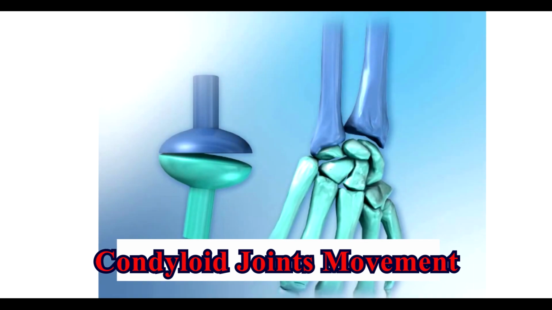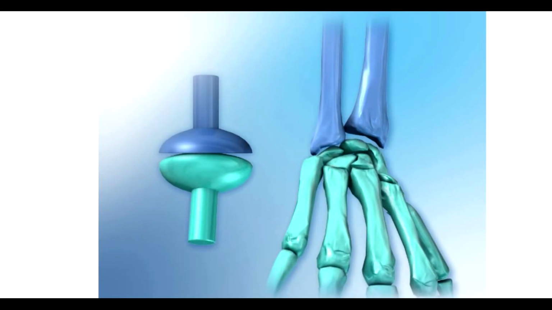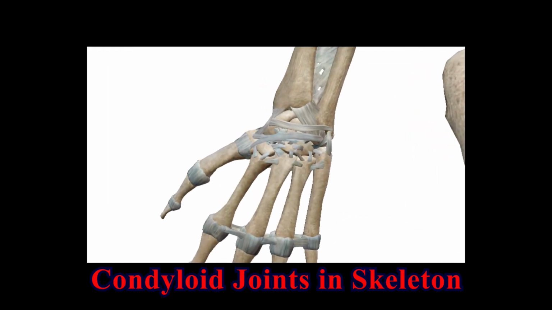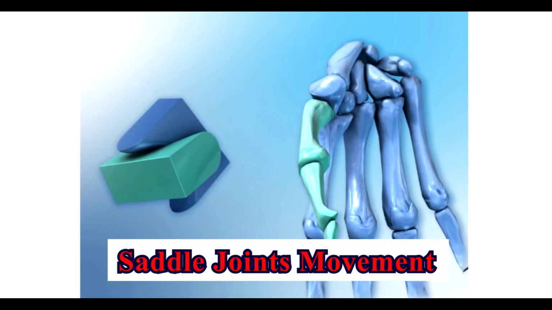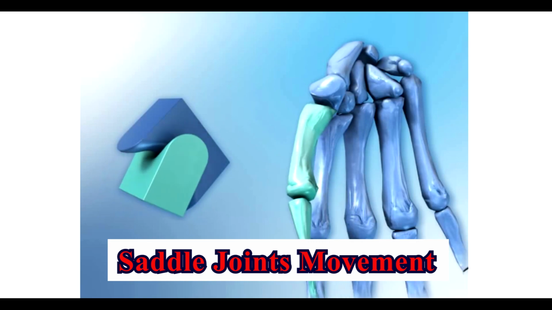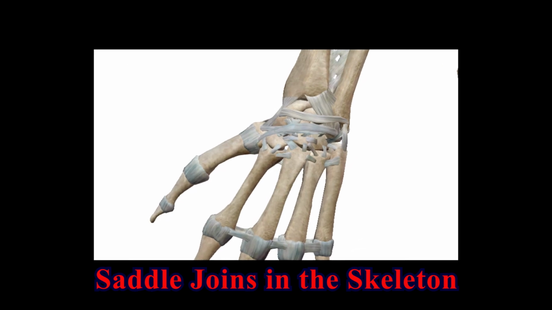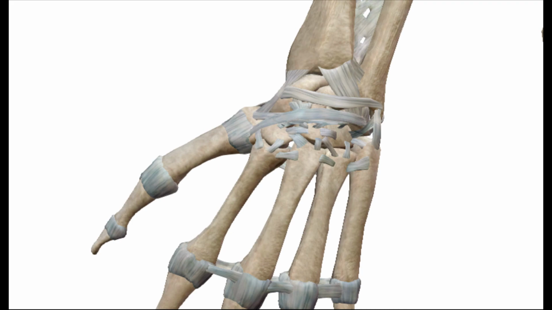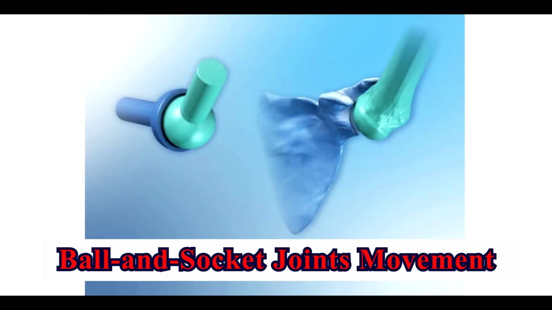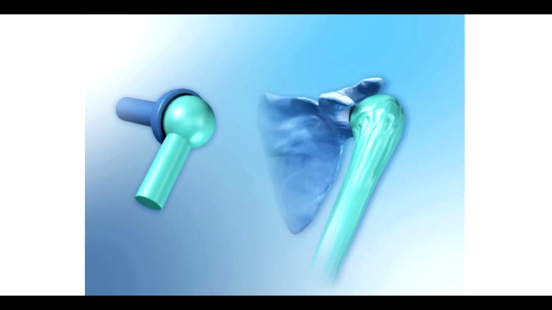The wrist joint is a condyloid joint that allows for circular motion, flexion, and extension. In the hand, the thumb's saddle joint lets the thumb cross over the palm, making it opposable. The ball and socket joint, found in the shoulder, is a freely moving joint that can rotate on any axis.